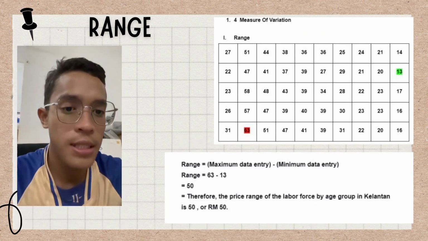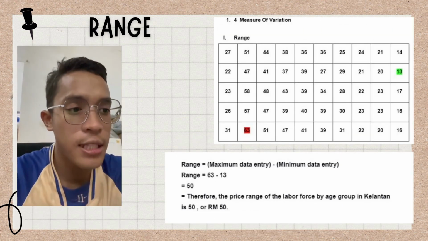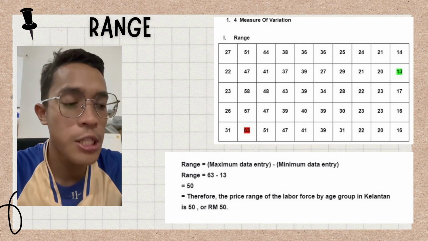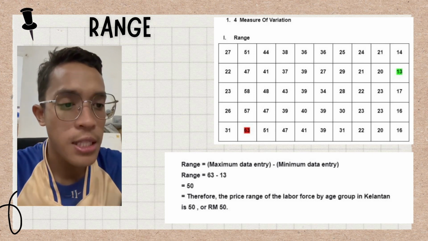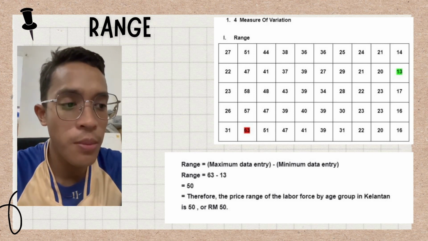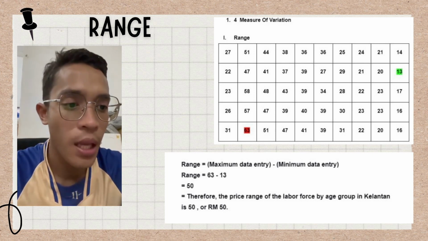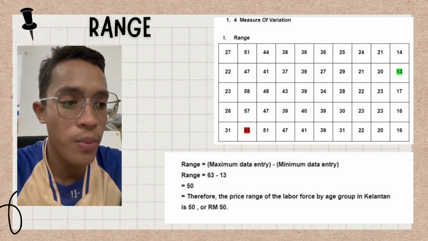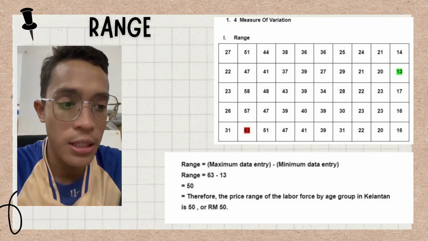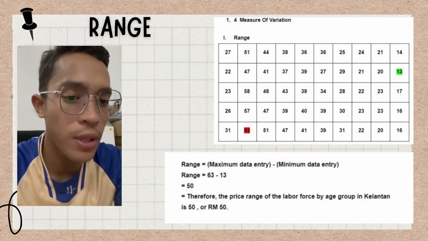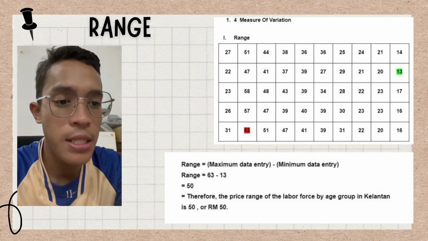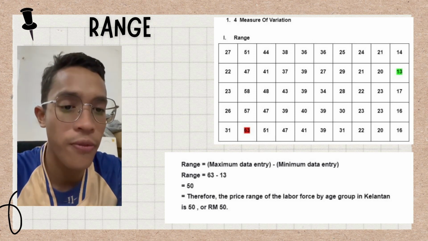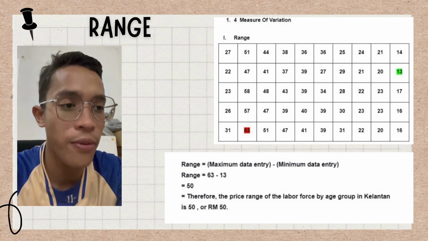The next topic is range. The selected data must be in order of the highest and the lowest. The maximum data entry is 63 while the minimum data is 13. When the highest, 63, is subtracted from the lowest, 13, the total is 50. Therefore, the price range of the labor force by age group in Kelantan is 50 or RM 50.